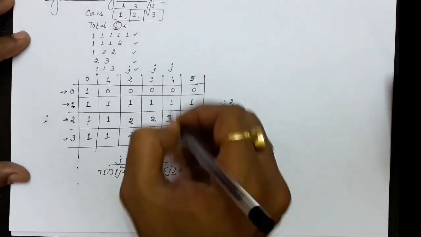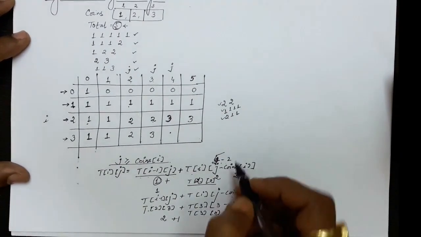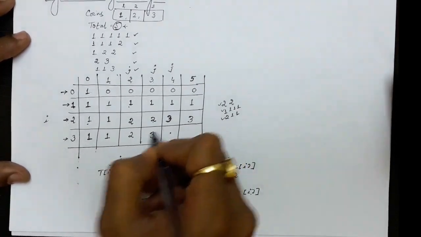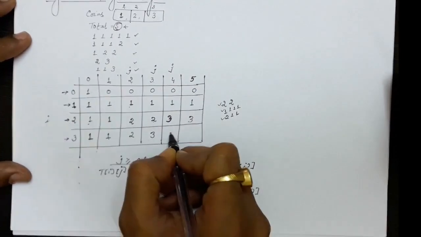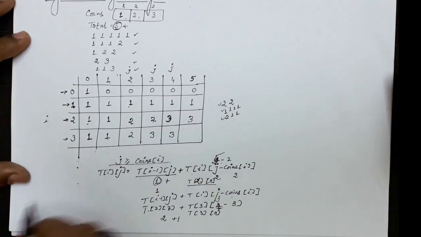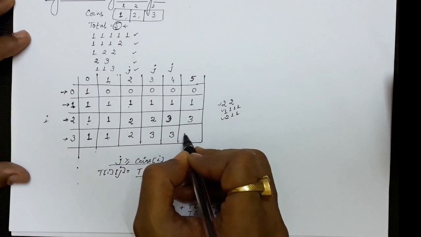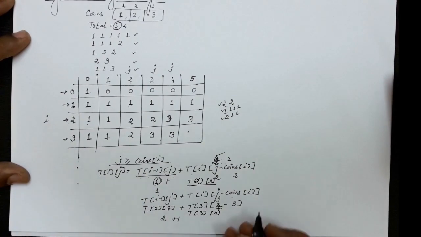Now what about this? I have to generate 4. For generating 4, you will be making change in j only. So this is j, the 3. Now it is 4. So I'm referring to T[3][1] now. So T[3][1] is 1. So this entry will be 3. Fine. Now for this entry it will be T[3][2].